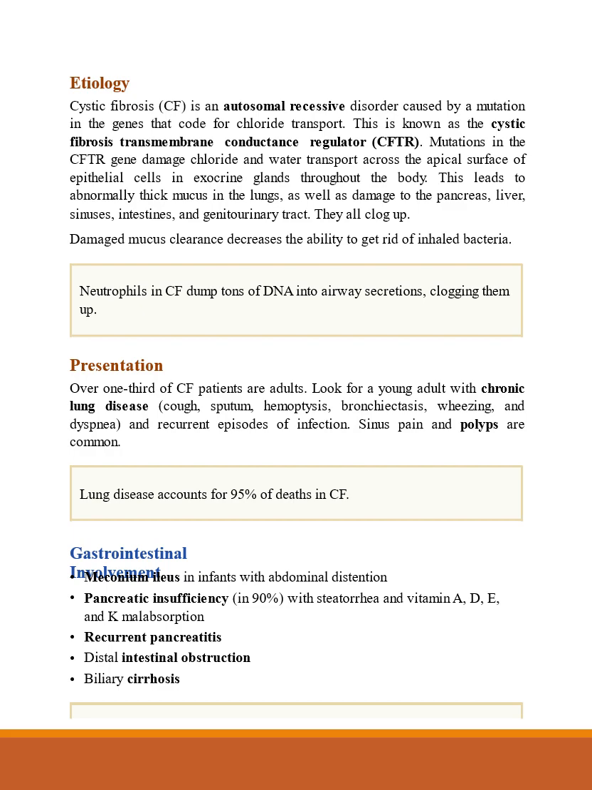The mutations of the CFTR gene usually damage the chloride and water transport across the apical surface of the epithelial cells of the exocrine glands throughout the body. This leads to abnormal thick mucus in the lungs, as well as damage of the pancreas, liver, sinuses, intestine, and GU tract. They're clogged up. The damaged mucus clearance decreases the ability to get rid of inhaled bacteria.